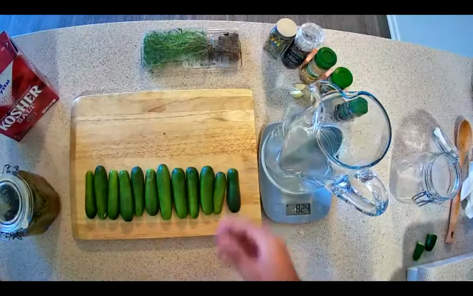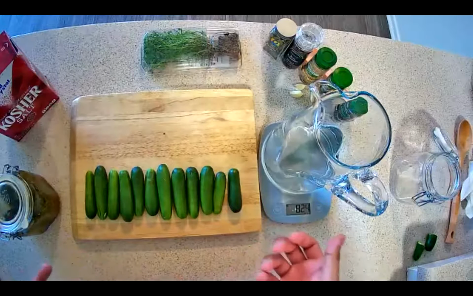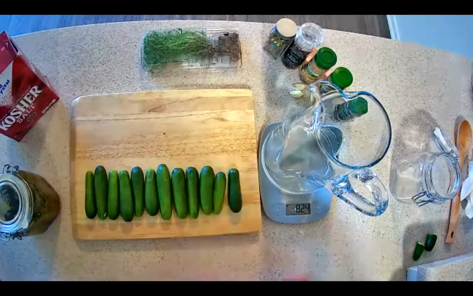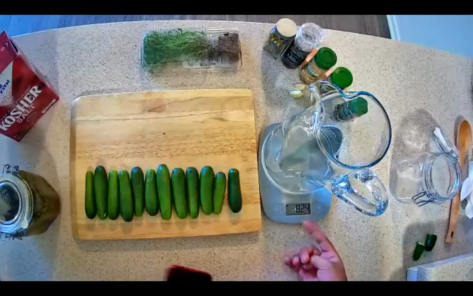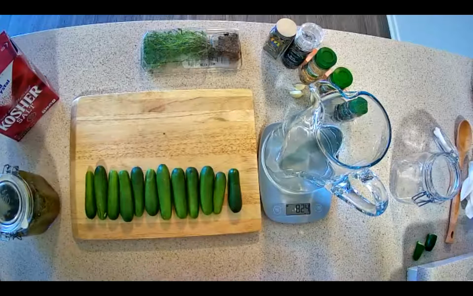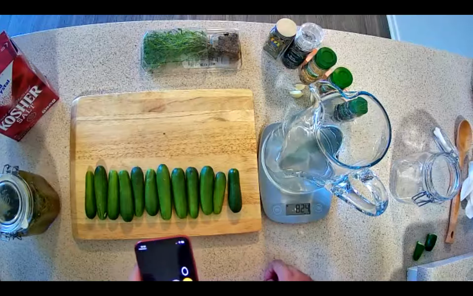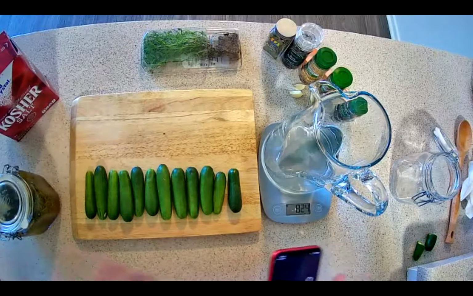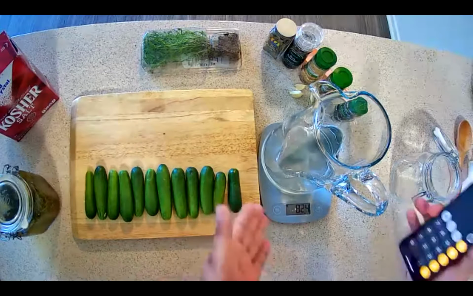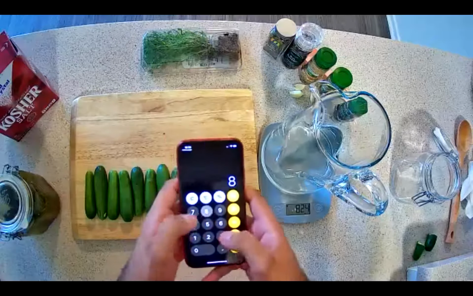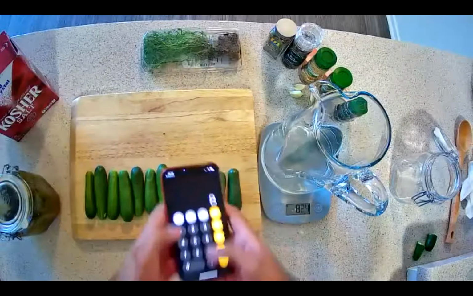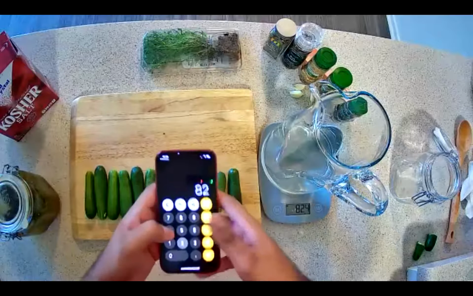So how do I get a 3.5% or a 3% salt concentration in my liquid? So we're gonna do a quick little math here. As I mentioned, we have 824 grams of water in here. And I want a 3.5% solution of salt in this pitcher. So what you wanna do is, if you have a calculator on your phone, you go to your calculator, you put 824.